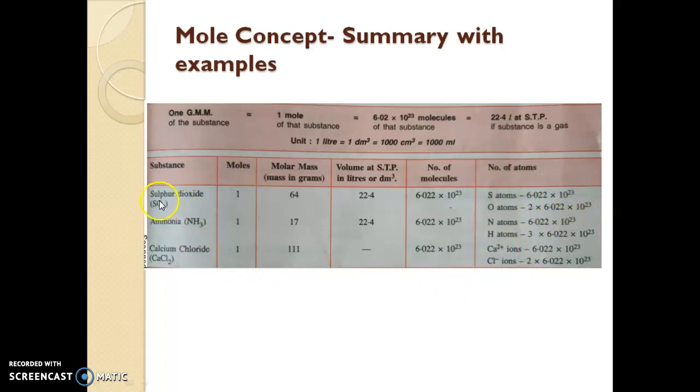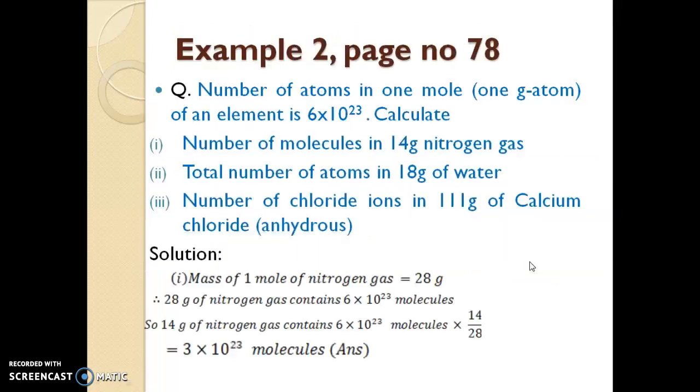This you can see, you have sulfur dioxide, here you have 1 S and 2 oxygen. So the number of atoms will be S this much, 2 oxygen, so 2 into Avogadro number. Similar over here, similar over ammonia. In ammonia, 3 hydrogens are there, so 3 into Avogadro number. Chlorine, 2 chlorines are there, so 2 into Avogadro number.